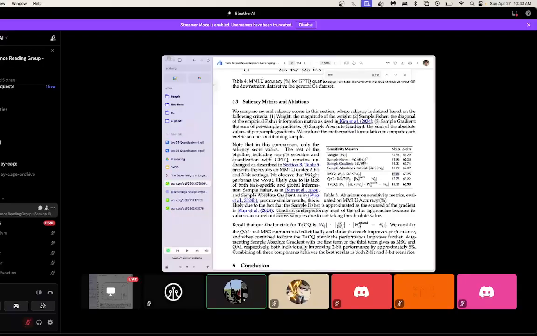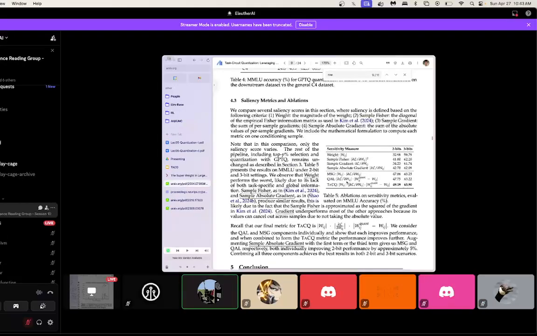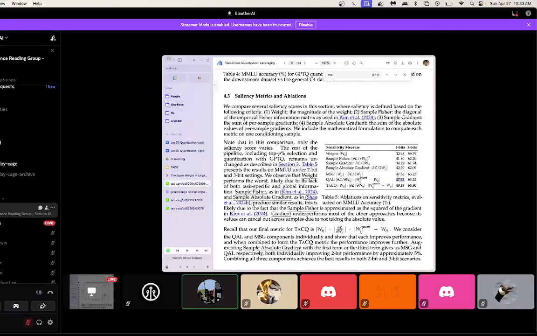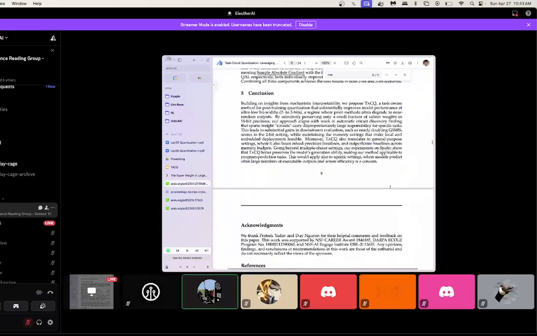And here are some ablations on the TAC method. If you did just the magnitude sharpened gradient or just the quantization aware localization, you still get an increase from whatever the sample gradient is. But if you combine both of them, you get an additional increase. Not directly additive, but it's pretty consistent and clear that it's empirically better if you combine them. That pretty much covers it.